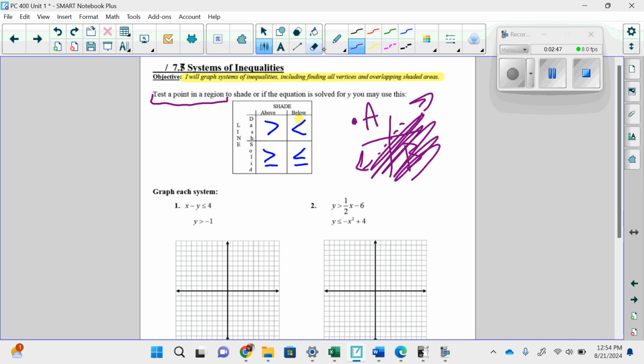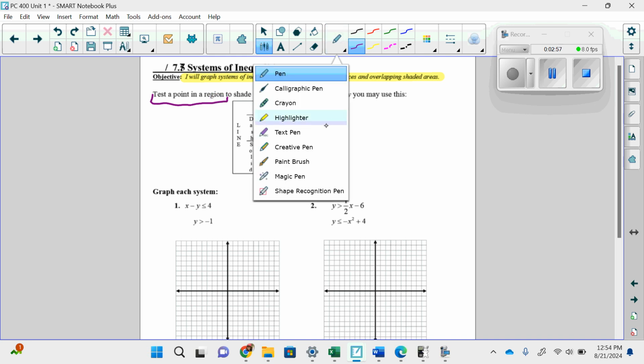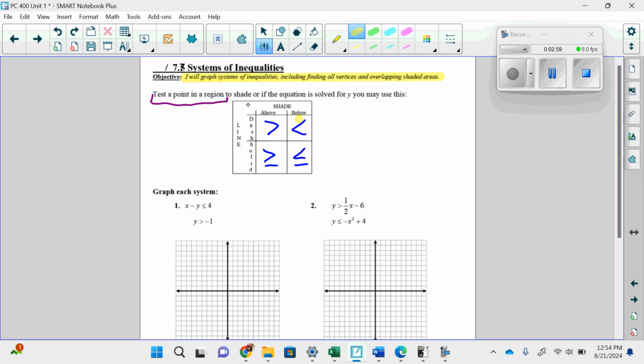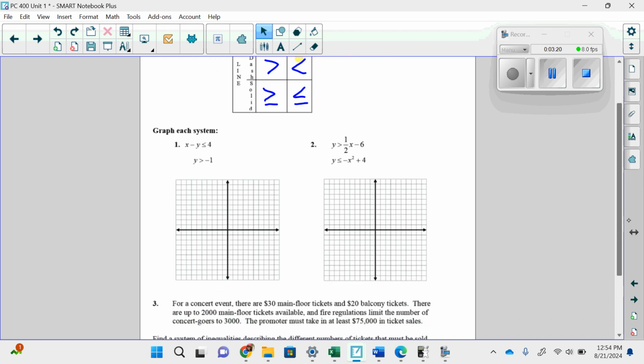But there's actually a quicker way to test regions, and that's by solving your equation for y, and then if you have a greater than or equal to sign, you shade above. If you have a less than or equal sign, you shade below. But it is imperative that you solve for y first.